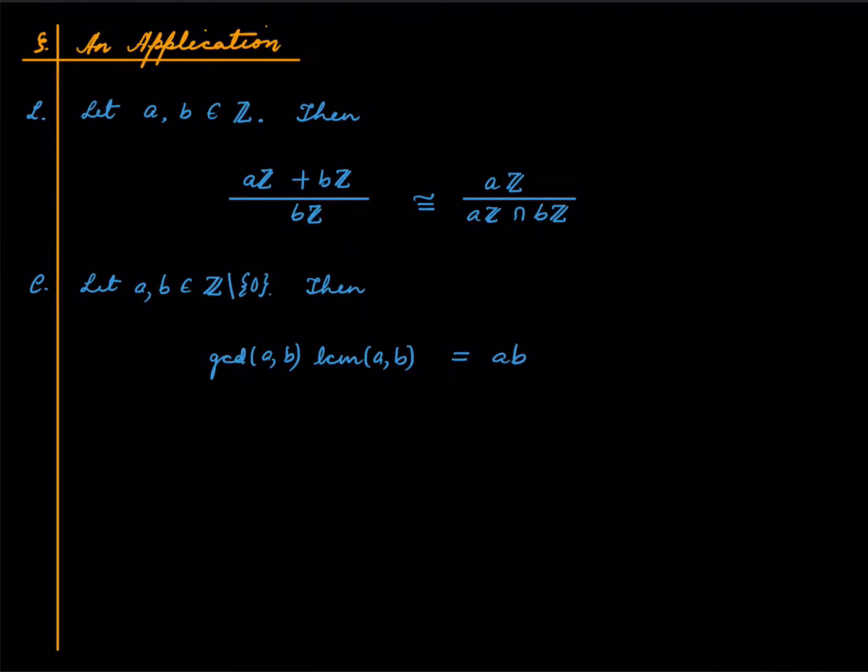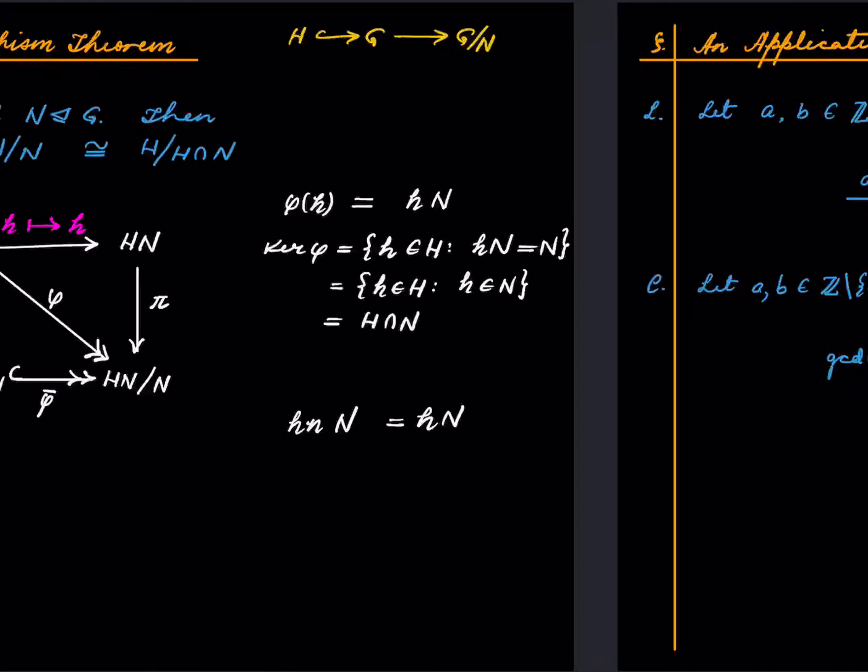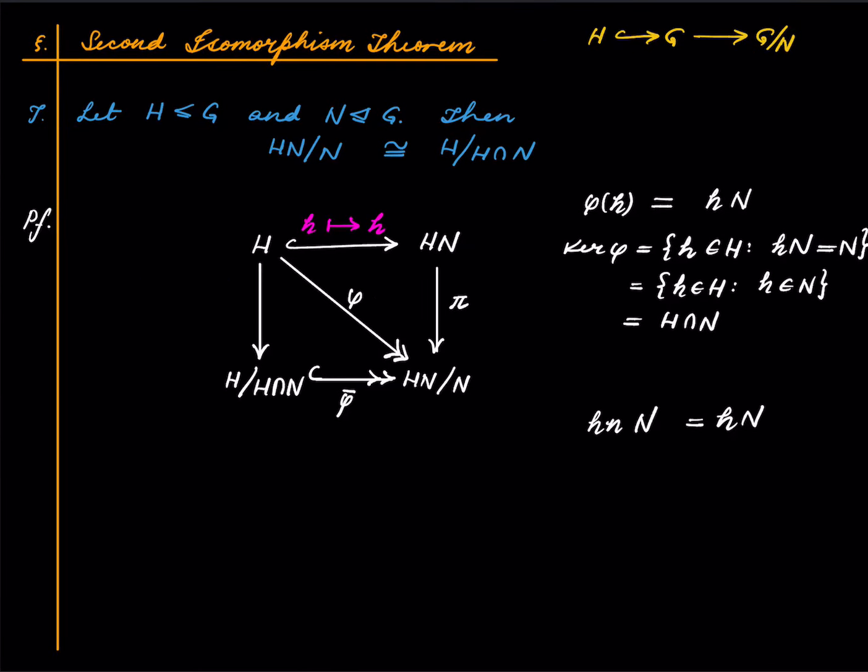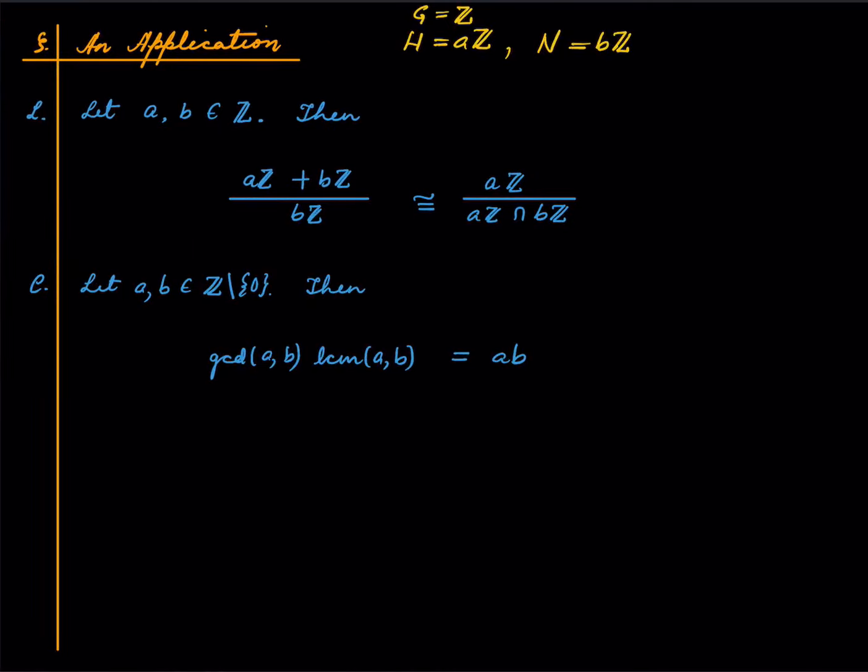So suppose we have two integers, a and b. Then this group, which is again a quotient of two groups, let me put it in the previous setting. So if you want to put it in the previous setting, just take H equals aZ and N equals bZ, G is Z, and that's it. So H is aZ, that's fine. So if you take H as aZ and N as bZ, you get this isomorphism. And this will be a consequence of the above thing.